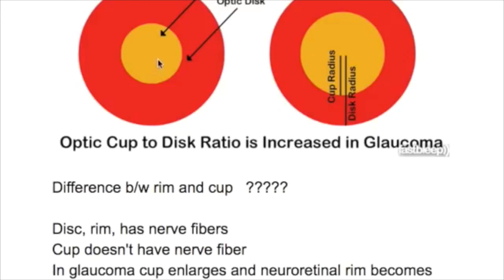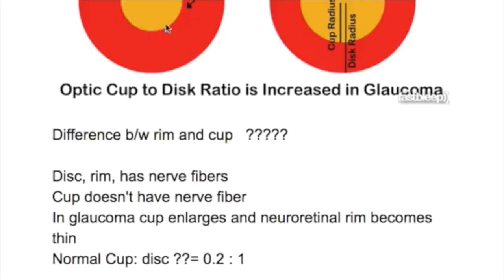And what's the ratio between cup and disc? The normal ratio between the cup and the disc is 0.2 to 1, or 1:5. So if the cup increases in size, the neuroretinal tissue decreases in size. That's what happens if the pressure is increased, as in glaucoma and other conditions.